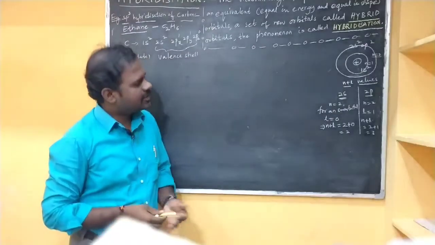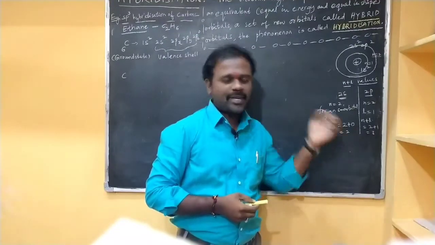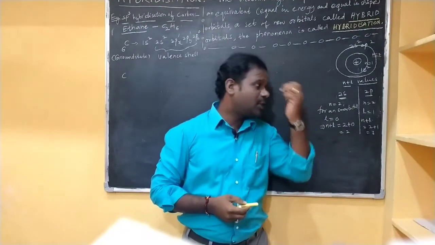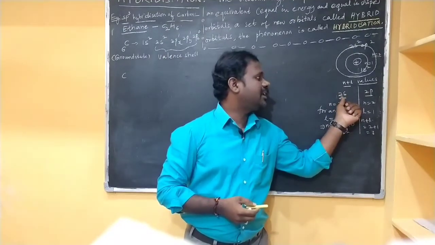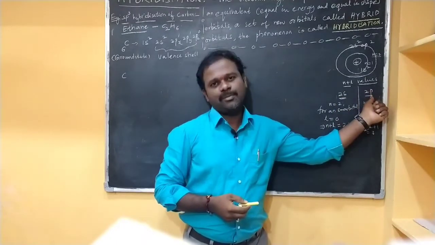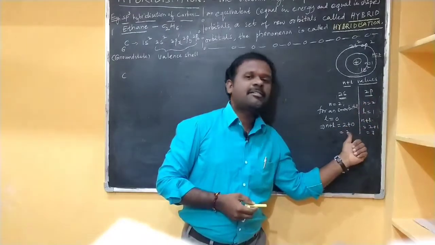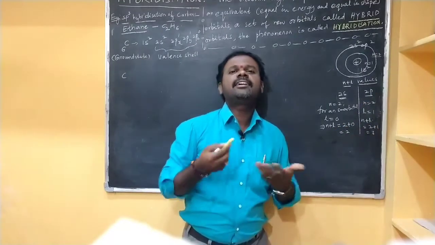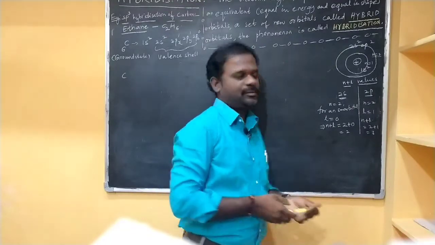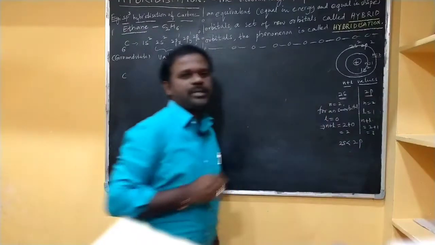Sir, here there is a conclusion like this. Based on the n plus L values, 2s is clearly lesser in energy compared to the 2p orbital, because with an increase in the n plus L value, there is an increase in energy. So that's why 2s is lower than the 2p.